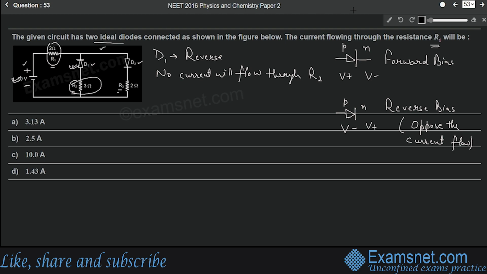And if we talk about the D2 diode, here you can see that the positive side of the diode is towards the positive side of the battery and the negative side is towards the negative side of the battery. So D2 is forward biased. That means current will flow through which resistances? R1 as well as R3. Okay, through R1 and R3 resistances.